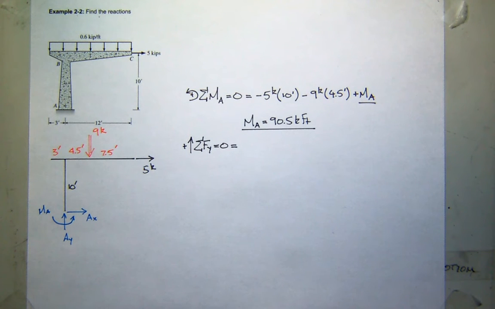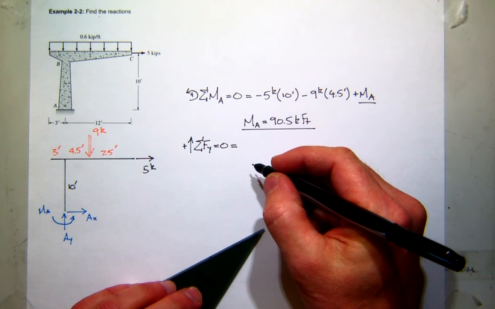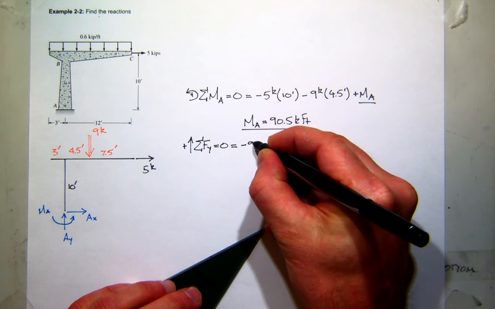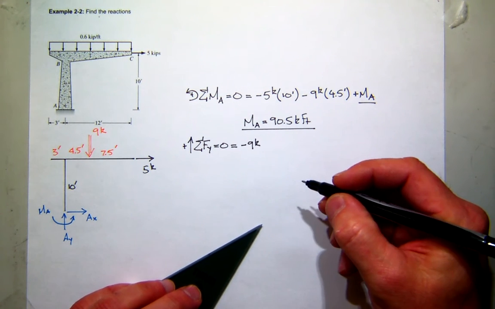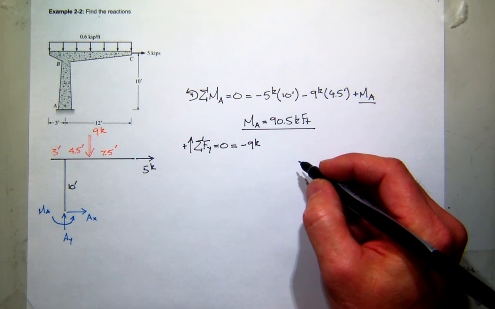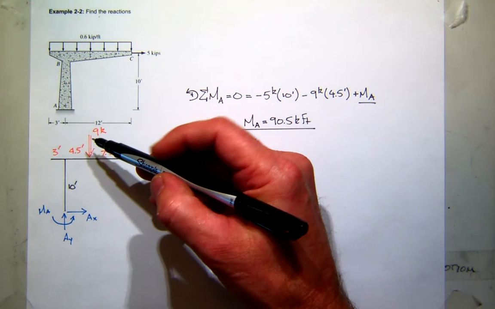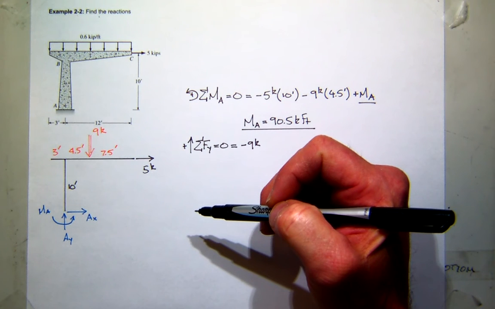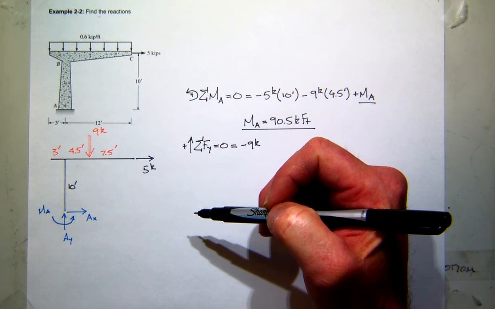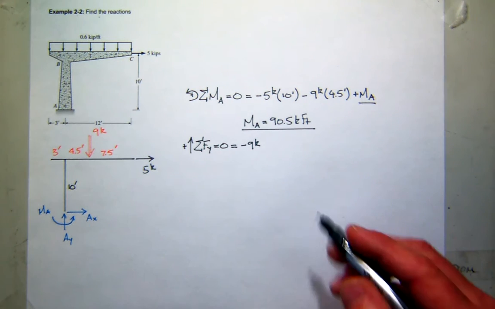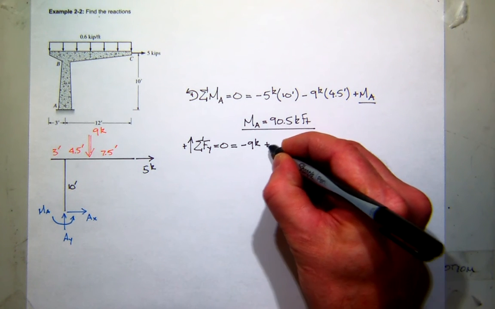Mr. Montre, sum the forces in the y direction for me. Negative 9 kips. That's correct. What else? This is just forces now. We're just summing up the forces, right? So here's a force in the y direction. Got any other forces in the y direction? Correct. Is it up or down? Up, so it's positive. Correct.